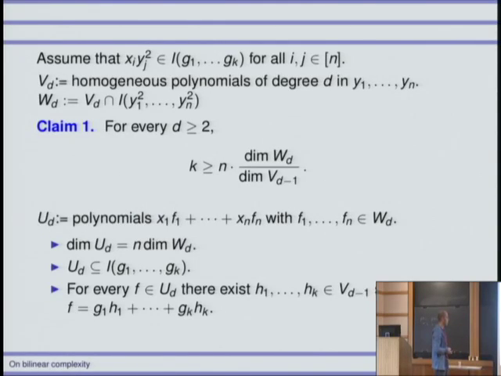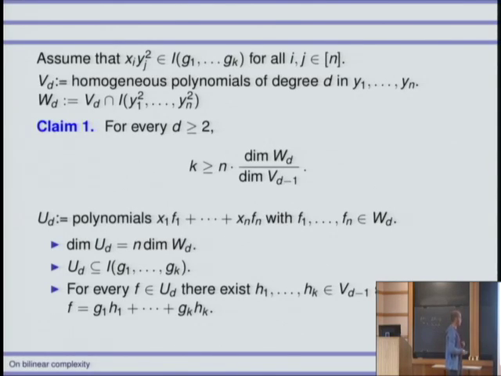A third thing to note is that by restating this definition, for every f, you can find some h1 through hk such that this equality holds. As Zev noted, without loss of generality, you can assume that those h1 through hk depend only on the variables y, and the degree will be d minus 1. This is simply by comparing the degree of f on the left-hand side with the degrees of the terms on the right-hand side.